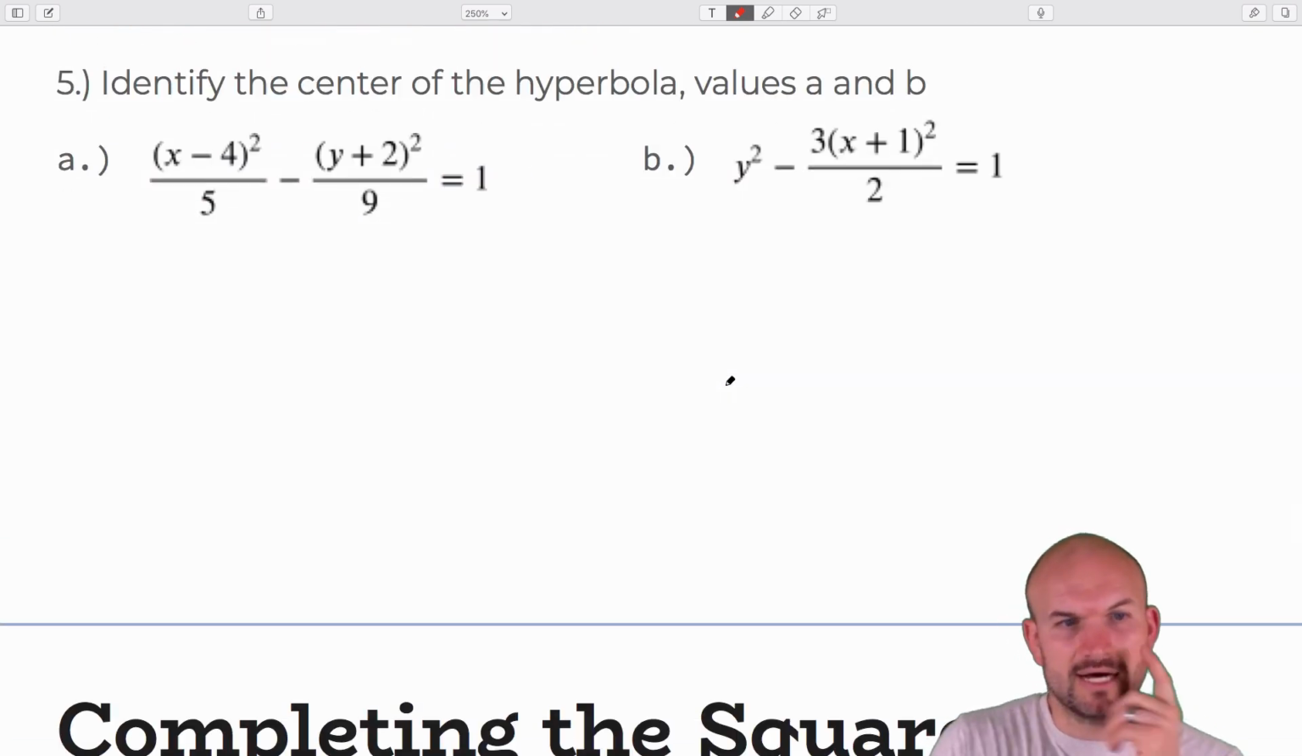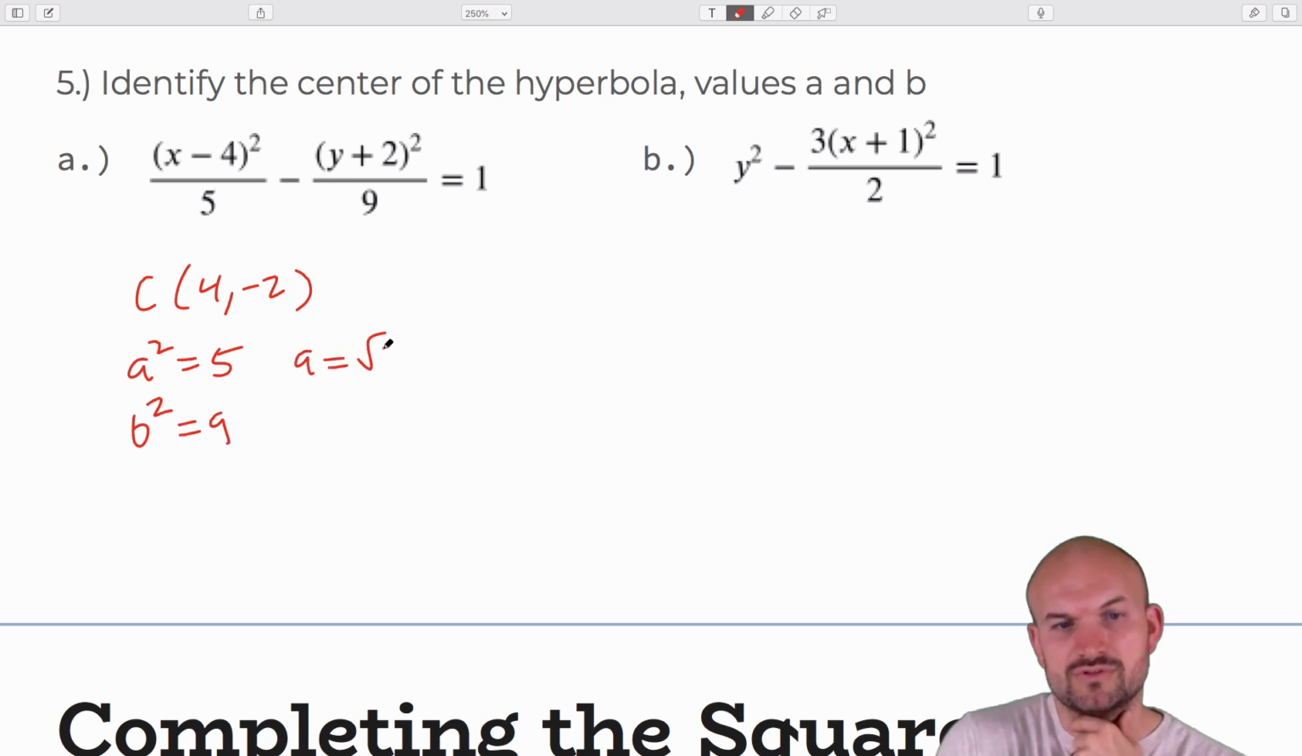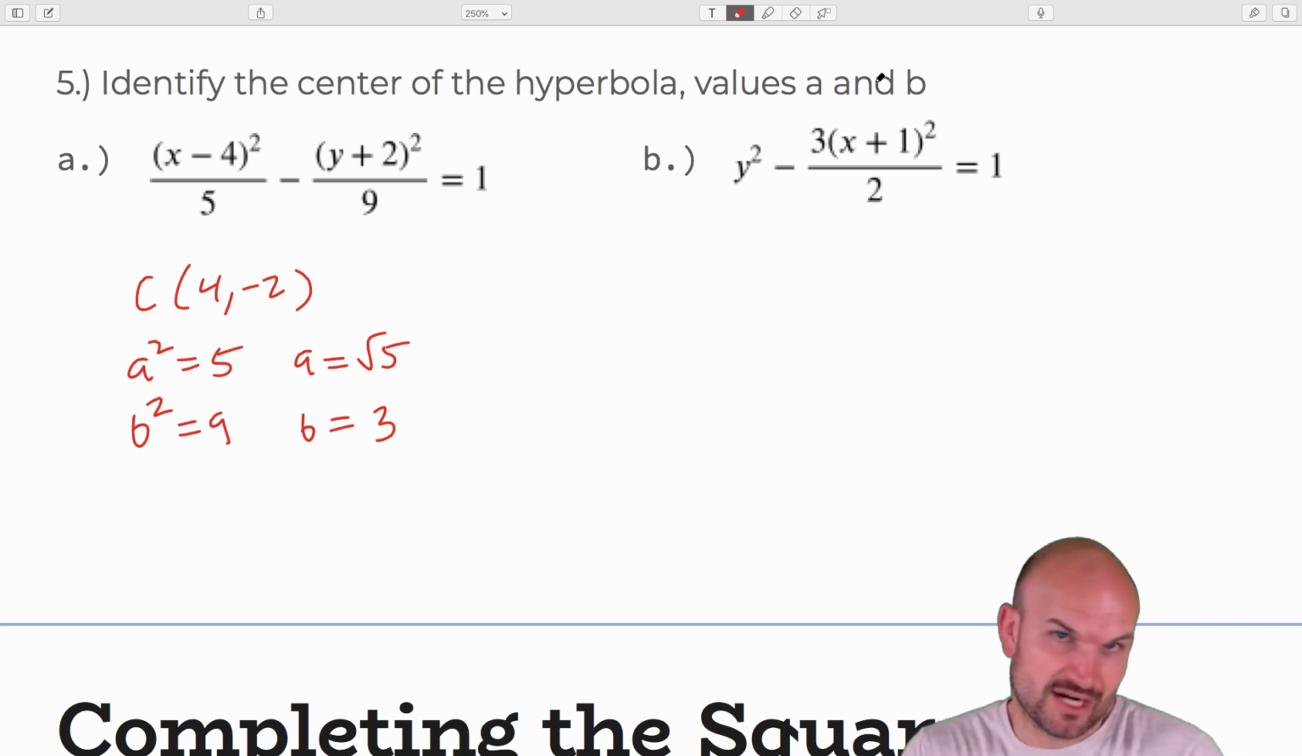So in this case, my H and my K here, my center is going to be 4, negative 2. My A squared is going to equal 5, and my B squared is going to equal 9. So therefore, A equals square root of 5, and B equals 3. Because again, we want to find our values A and B.